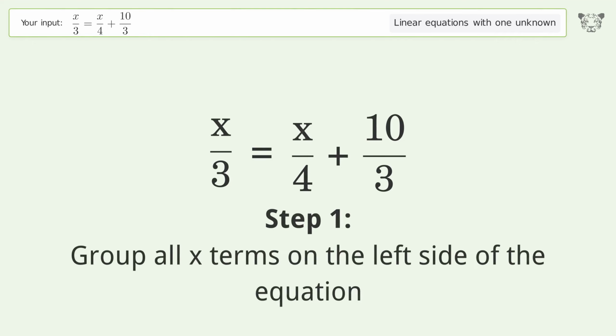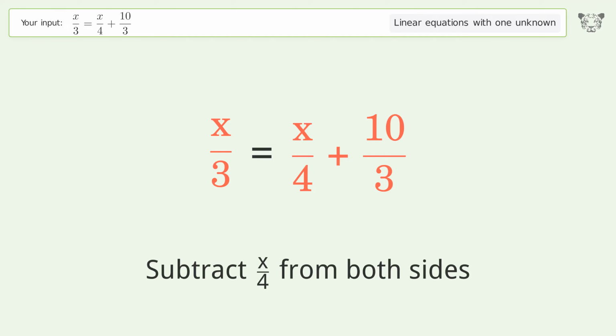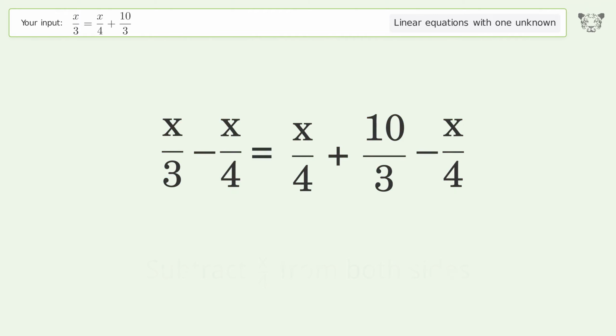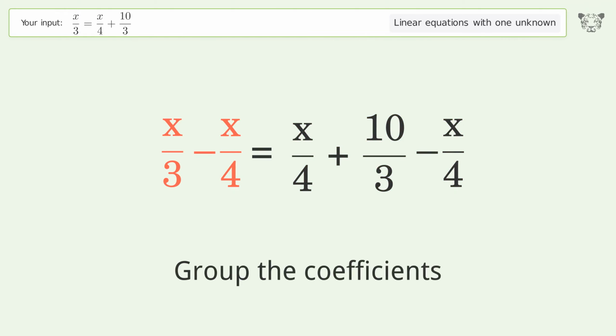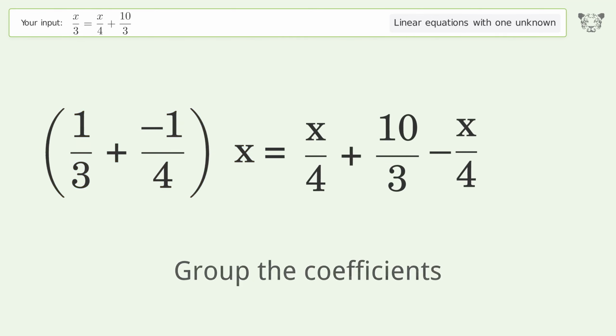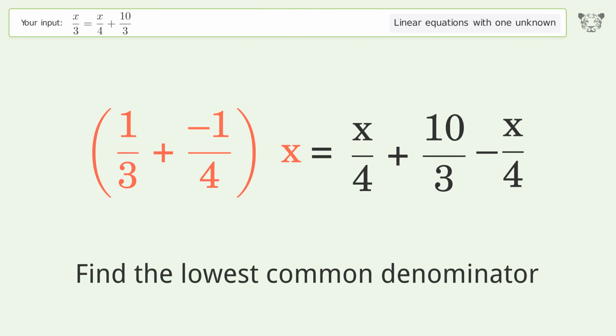Group all x terms on the left side of the equation. Subtract 10/4 from both sides. Group the coefficients. Find the lowest common denominator.